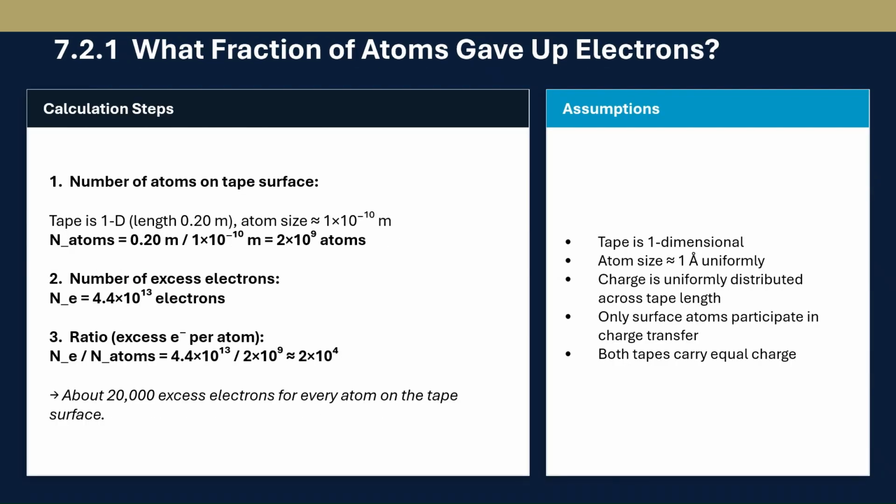In section 7.2.1, we asked what fraction of the surface atoms contribute an electron. Since the tape is essentially one-dimensional, we estimate the number of surface atoms on the tape as length divided by the atom length scale, so 0.2 meters divided by 10 to the negative 10th meters, which gives us around 2 times 10 to the 9th atoms, meaning roughly 20,000 excess electrons per surface atom. That seems rather high, which reflects the rough nature of our approximations, treating the tape as purely one-dimensional and assuming all of the atoms are uniformly spaced.